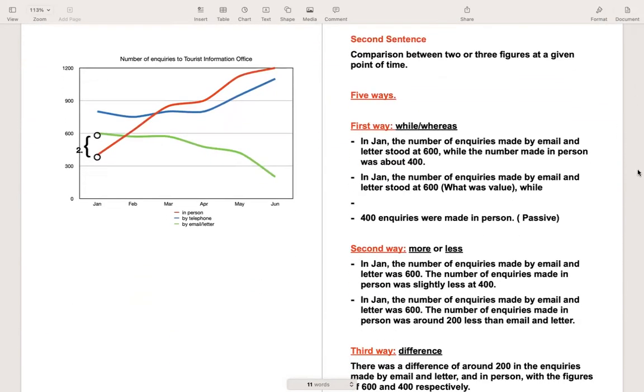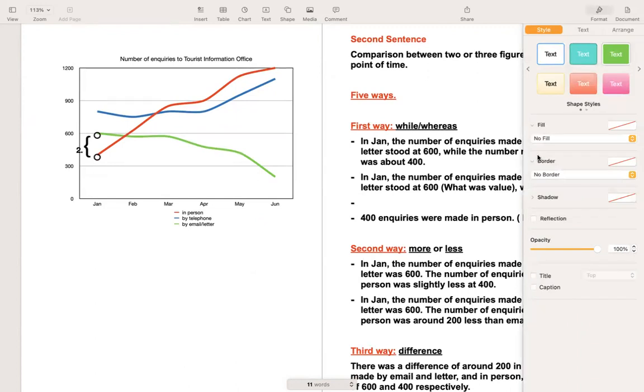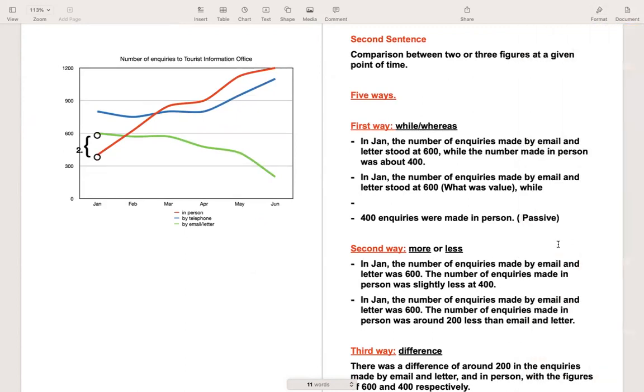Is it okay for the second way if I write: was slightly less in person at 400? Dash was slightly less in person. No, it would not be right. Inquiries made in person were 200 less, right? What is less? You're writing in person after less. Then what? It isn't clear what is less.